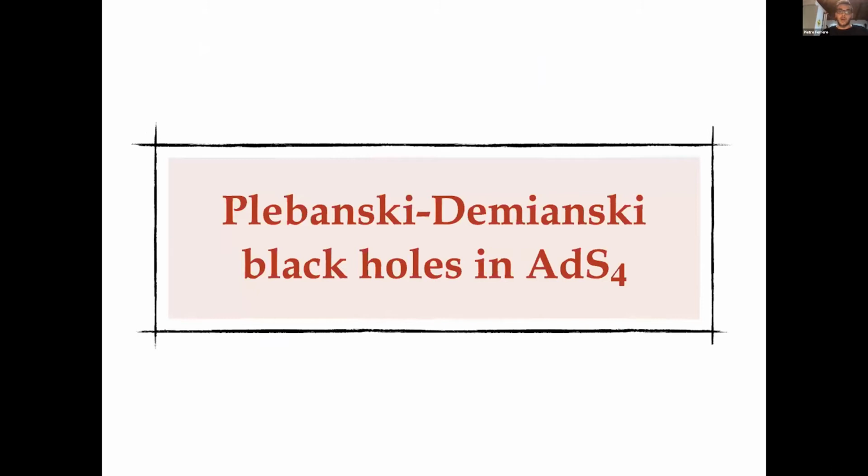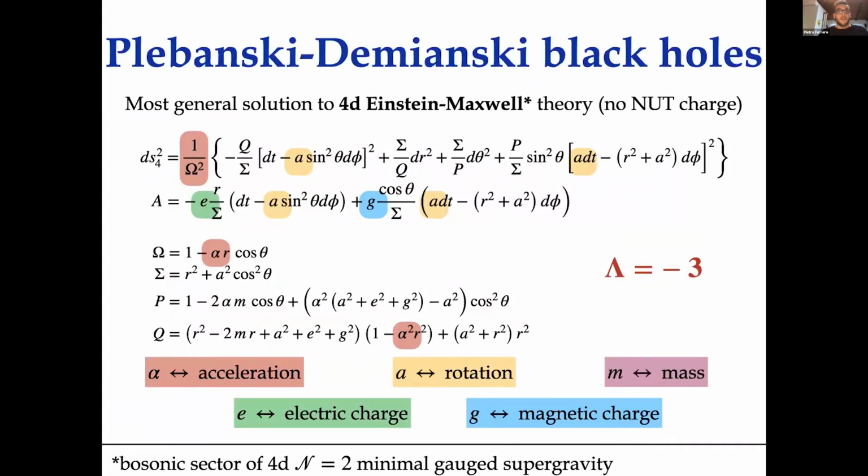In particular, I will consider black holes in the Plebanski-Demianski class. Plebanski-Demianski black holes are solutions to Einstein-Maxwell theory. They're known from the 70s. Here we consider the case with no NUT parameter. The solution is then described with five parameters. You can see here it looks more or less like a Kerr-Newman black hole, and we're considering a negative cosmological constant to get asymptotically AdS.